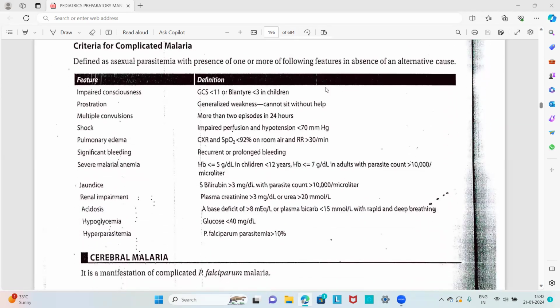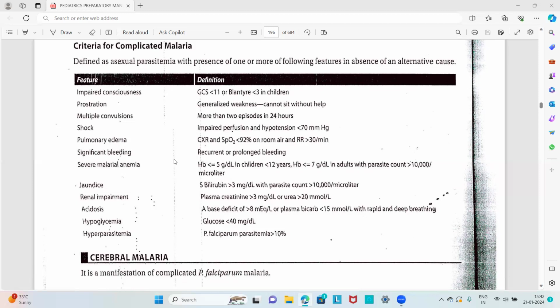These are the features indicative of complicated malaria: impaired consciousness, that is Glasgow Coma Scale less than 11 or Blantyre less than 3 in children; prostration, generalized weakness, cannot sit without help; multiple convulsions, more than 2 episodes in 24 hours; shock, that is impaired perfusion, hypotension less than 70 millimeters of mercury; and pulmonary edema, that is chest X-ray changes, SpO2 less than 92% on room air, and respiratory rate greater than 30 per minute. That is indicative of pulmonary edema, a feature of complicated malaria.